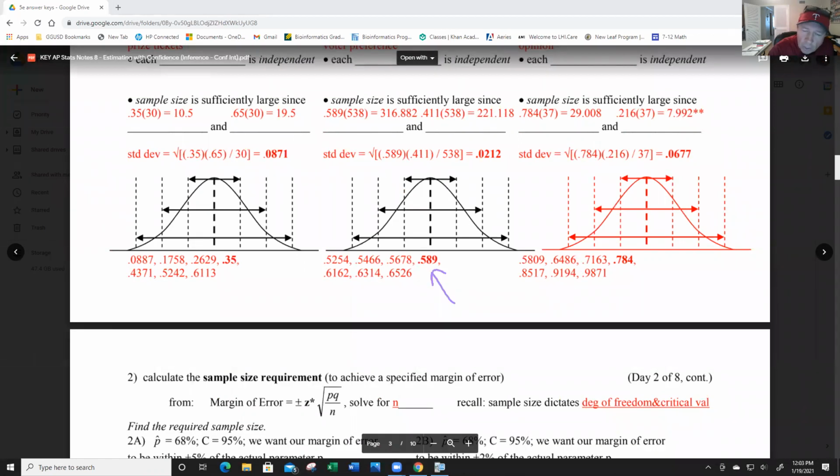That's bolded. That's P hat, and that's the one that's 317 divided by 538. Okay. Now, the standard deviation of this is going to be really small, about 2%. P, 1 minus P over N, square root. So I got to subtract about 2% each time.